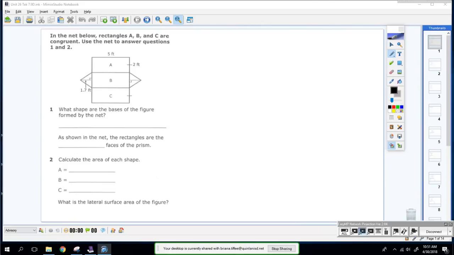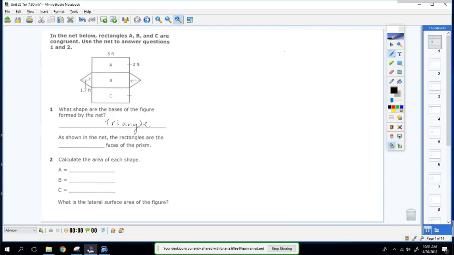So this is Unit 26, total and lateral surface area. It says in the net below, rectangles A, B, C are congruent. Use the net to answer questions 1 and 2. What shape are the bases of the figure formed by the net? They are triangles. Triangles are the bases.